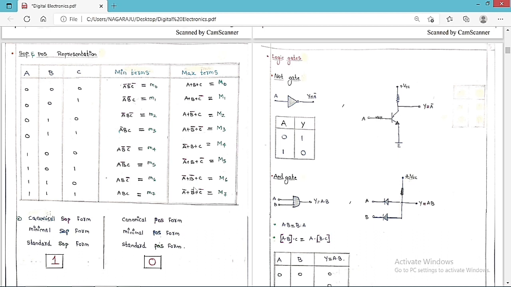Now we will discuss the max terms. Max terms: I already told you that in the min terms it is small m, and in the max terms it is capital M. So capital M0, capital M1, capital M2, capital M3, capital M4, capital M5, capital M6 and capital M7.